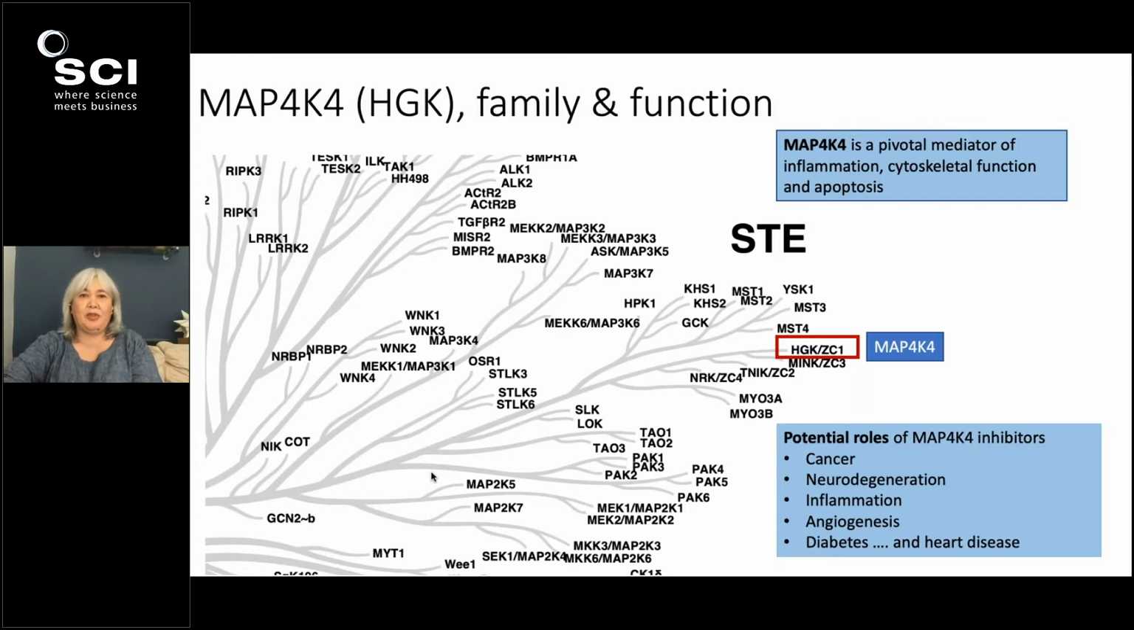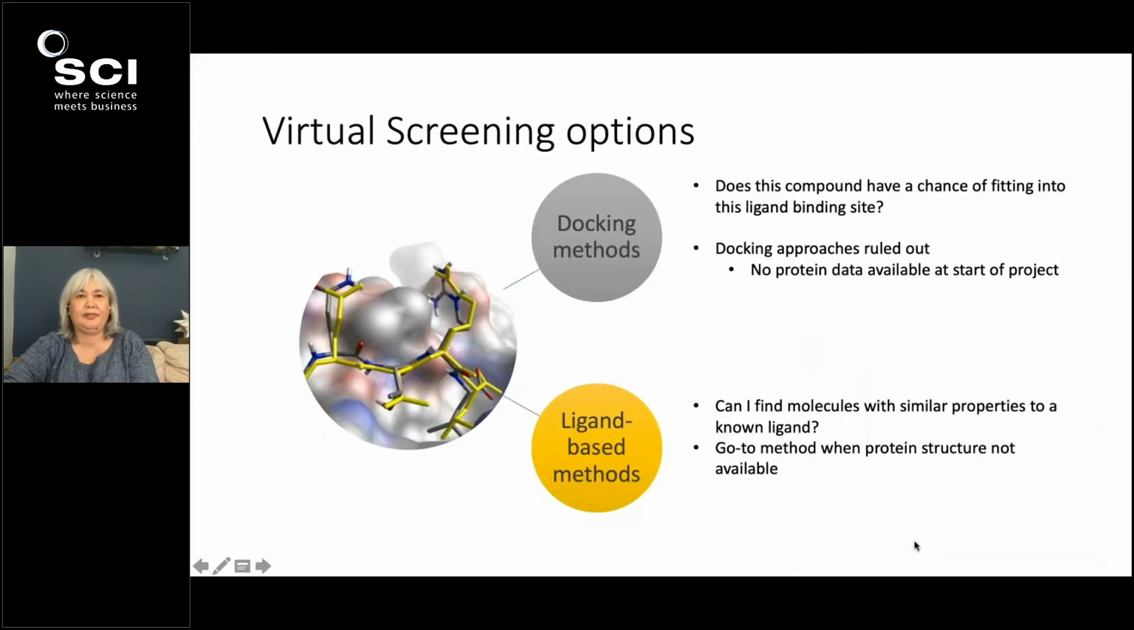Now, MAP4K4 is one of a family of 2,000 enzymes. And this picture on the left-hand side is part of the tree of the human kinome. The kinase itself is a pivotal mediator of inflammation, cytoskeletal function, and apoptosis. And most kinase inhibitors are tested for roles in cancer. But in this case, MAP4K4 inhibitors have been looked at for a number of indications. And in this case, we're going to look at it for heart disease.